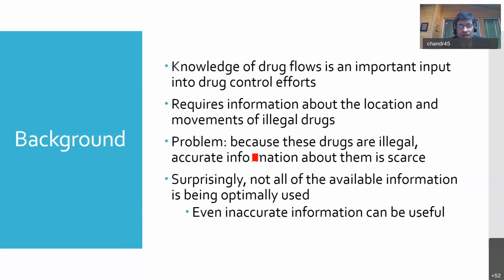So accurate information about drug flows is quite scarce. And one of the things I found very surprising about 10 to 15 years ago when I started thinking about these problems is there is a lot of information out there, some of it of an economic nature, that is not yet being optimally used. Even though some of that information is inaccurate, it's noisy, if you will, it can be quite useful in understanding drug markets and drug trafficking networks. So what I'm going to strive to do today is give you a series of examples of how we can exploit the information inherent in economic data to figure out how drugs are being trafficked.